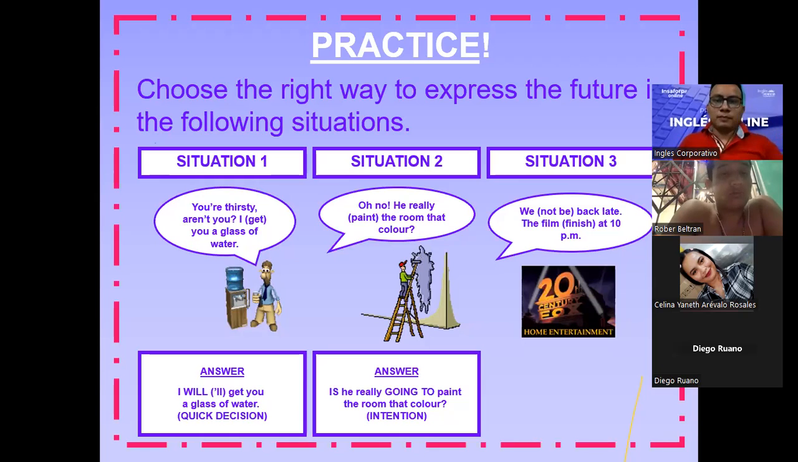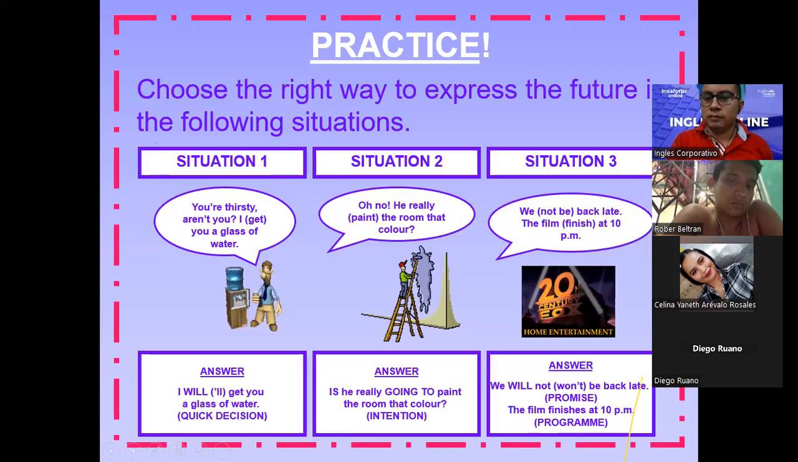I don't know. I will say the film is going to finish at 10. Yeah, if you say that, that's because that's how we speak, but we already mentioned that when we have something scheduled, a program, or a plan, we say simple present. So this is a film that is already scheduled at a specific time. Therefore, the best choice is going to be present tense.